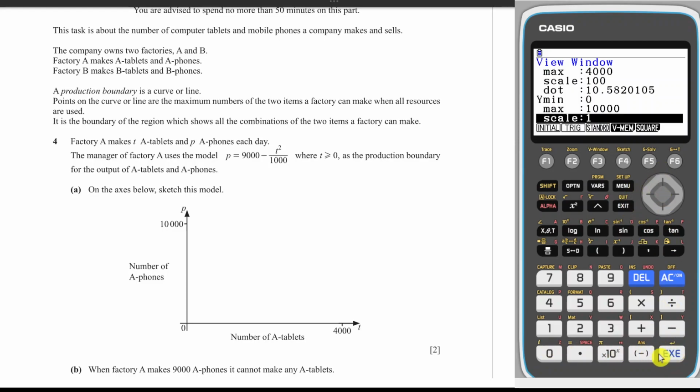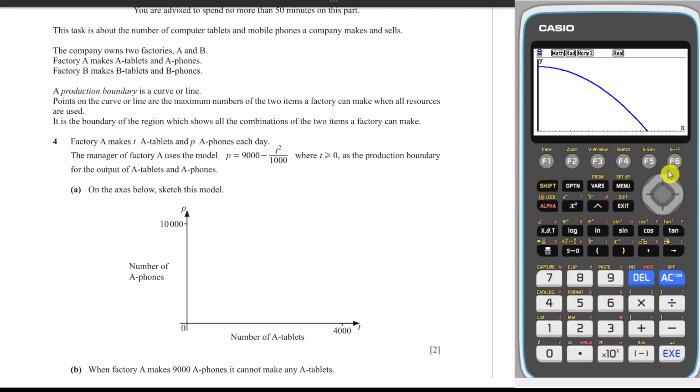Okay, so let's draw this. This is my curve. I should know what this point is. So how do I know this point? I will just find out the y-intercept first. So shift G solve and y-intercept. Y-intercept is 9,000. So let's say this is 9,000.